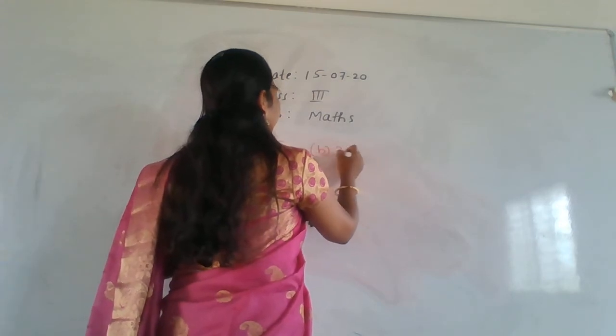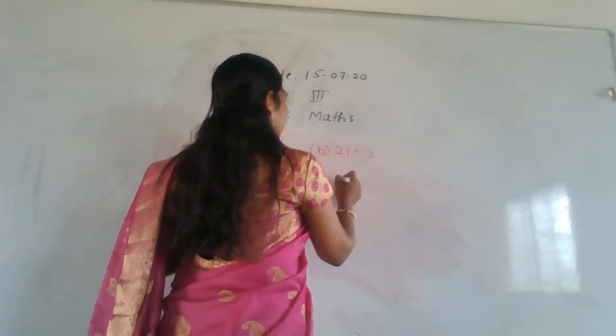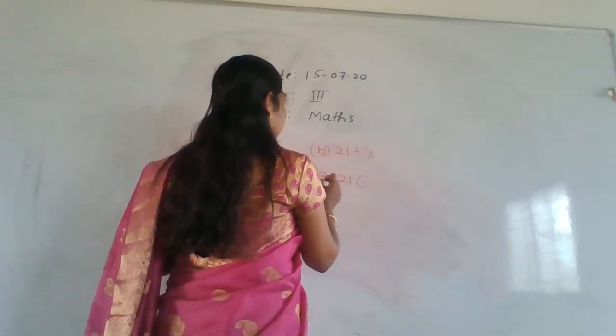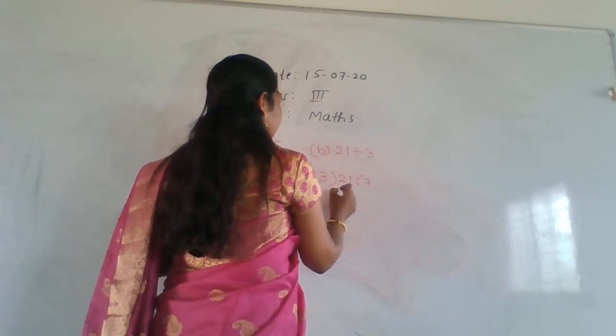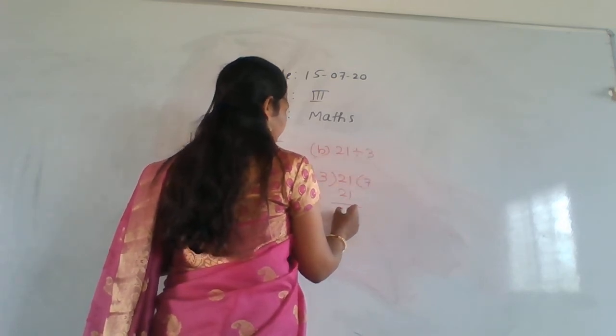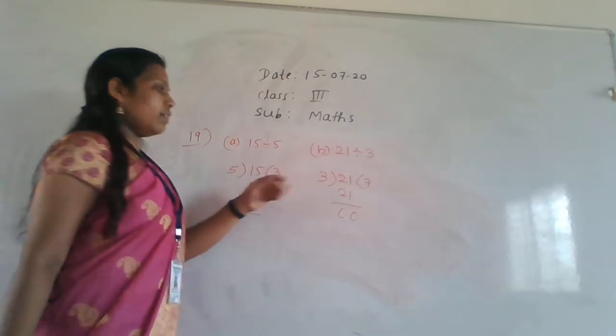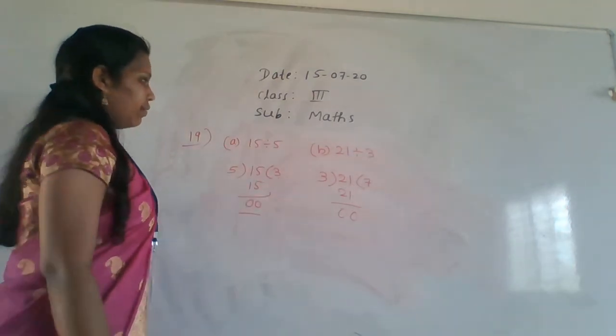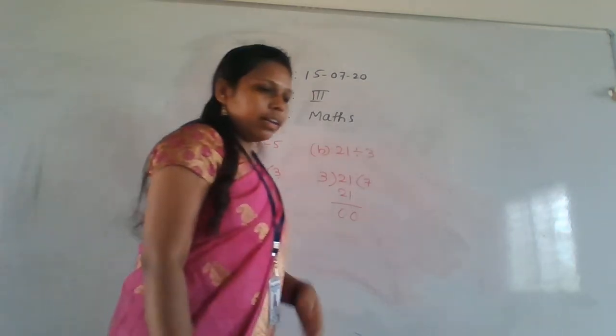Next one is what? 21 divided by 3. 3 sevens are what? 21. It is 0, 0. Okay? 3 sevens are 21. Here 5 is 50. We have to divide like this.